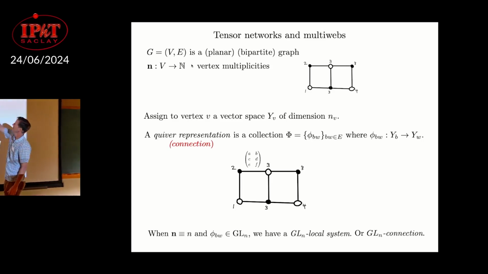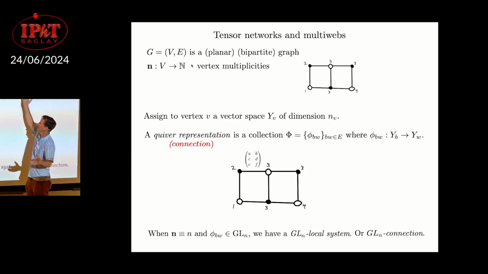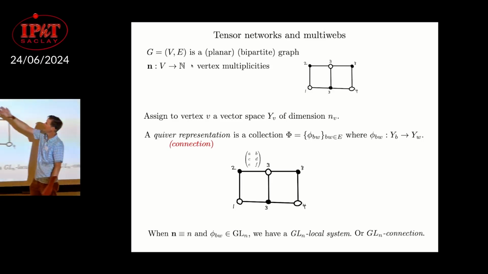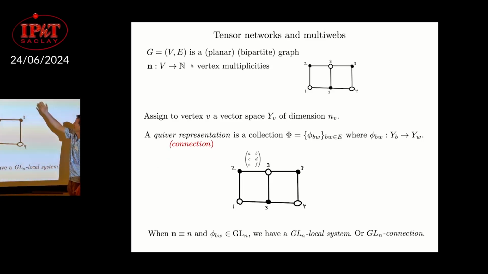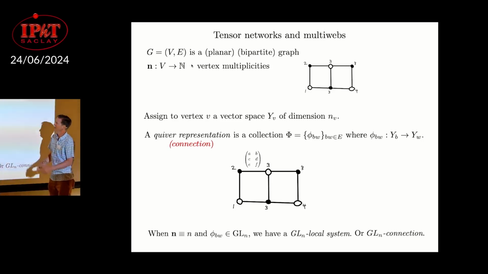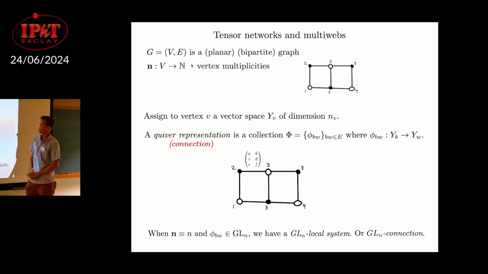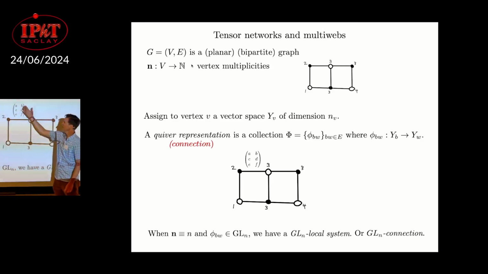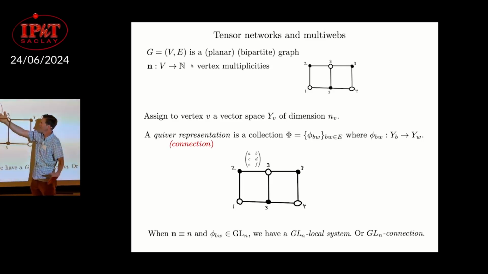N sub v is the dimension of this vector space. Just think of it as R^(n sub v). And then a quiver representation, or just a connection, let's just call it a connection. It's just a collection of maps, linear maps between the corresponding vector spaces. So for each edge, we have a linear map, which you can just think of as a matrix of the appropriate dimensions.